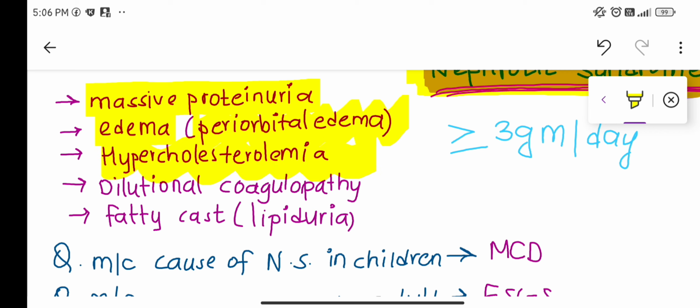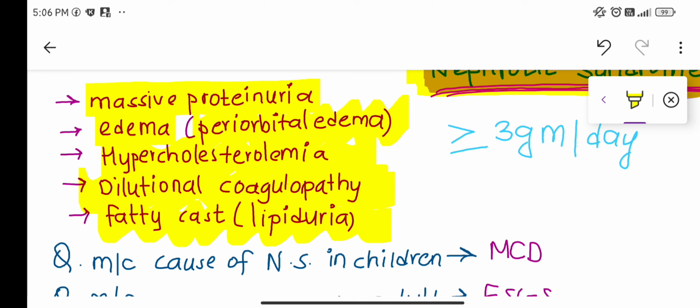Next there will be the feature of hypercholesterolemia, an increase in the cholesterol in the blood. Due to this, there will be secretion of lipid in the urine, so lipiduria. If we examine that urine under the microscope, we will see fatty casts, which are due to the lipid present in the urine. Next there will be dilutional coagulopathy. Due to the decrease in the level of plasma proteins and different coagulating proteins in the blood, there will be coagulopathy.